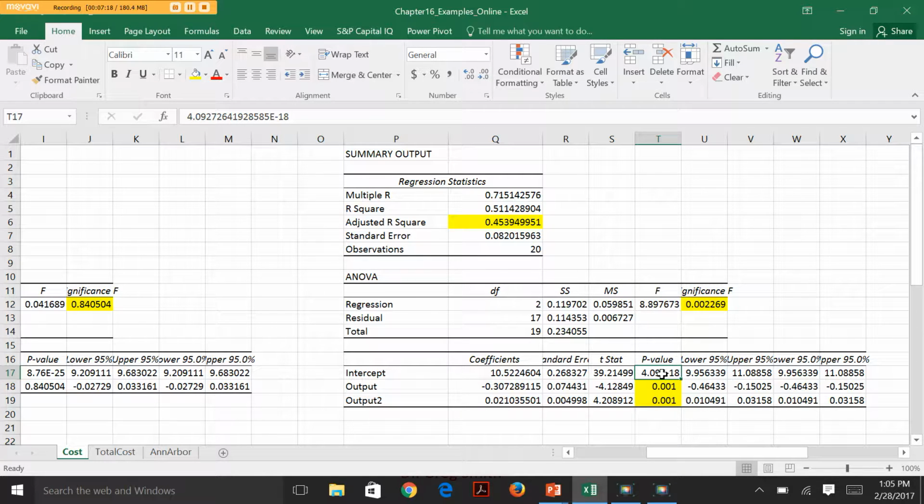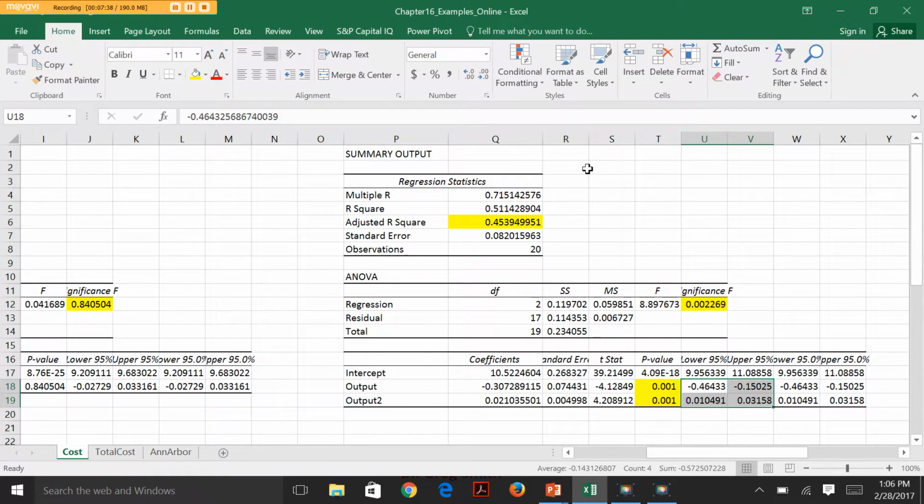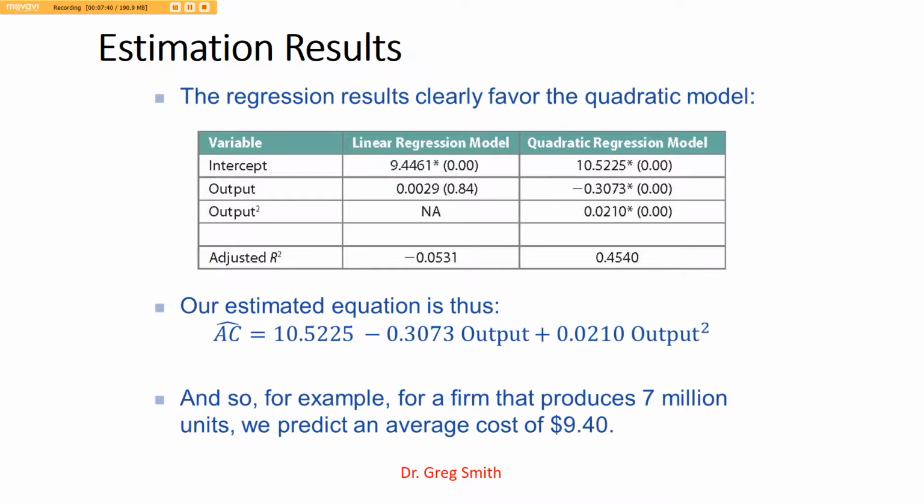Remember, the intercept's p-value has no purpose here. It's nothing more than a balancing item. It can be significant or not. We're not worried about it. Again, both of the confidence intervals that we saw in Chapter 15 don't contain 0. So what we found is that now we have this estimated regression equation, and you can see the intercept is 10.52, negative 3, and so on. Here's the estimated regression equation.